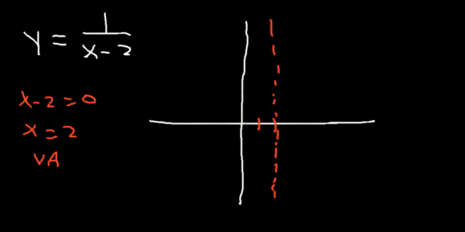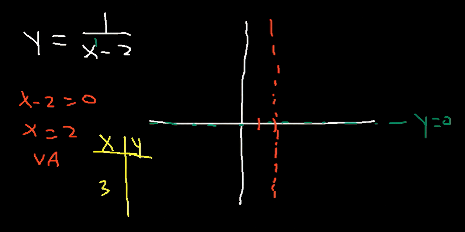Now there's also a horizontal asymptote, which is y equals 0, which is over here. Whenever the degree of the denominator is greater than the degree of the numerator, the horizontal asymptote is at y equals 0. Now if you want to get points for this graph, there's really only one point you need. But let's make a table.